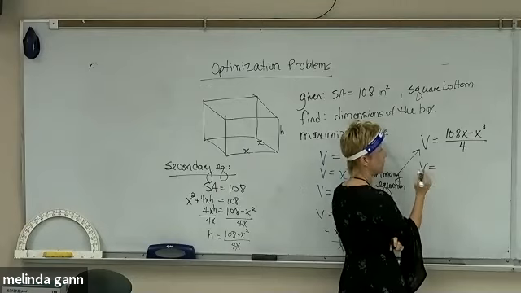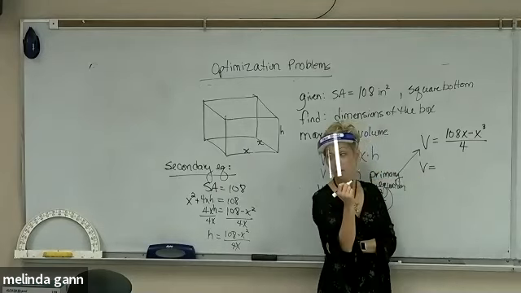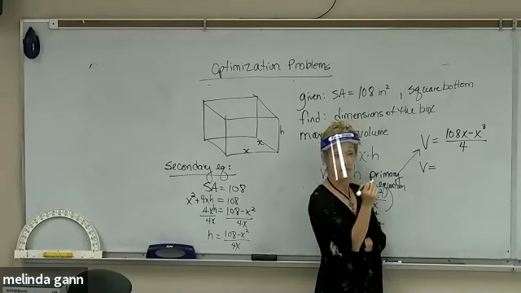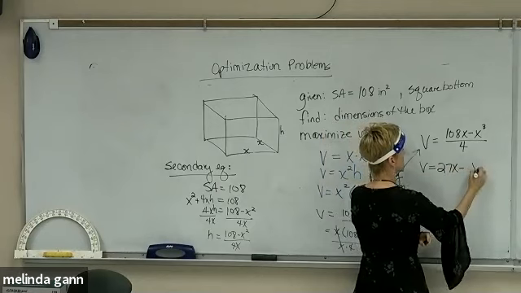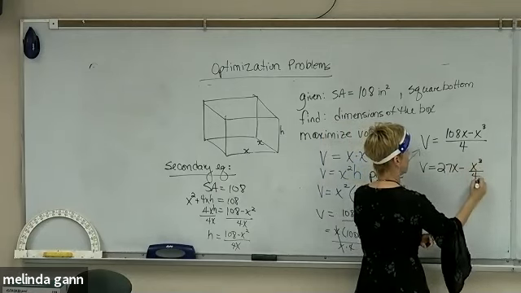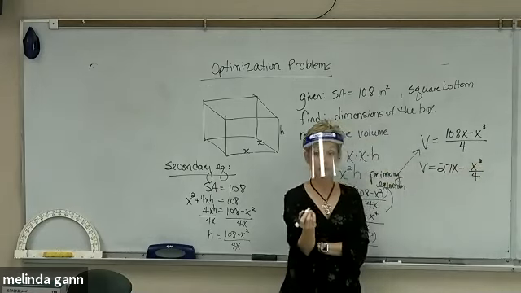You got a calculator or a brain? What's 108 divided by 4? 27. So that would be 27x minus x cubed over 4. Do we agree so far?